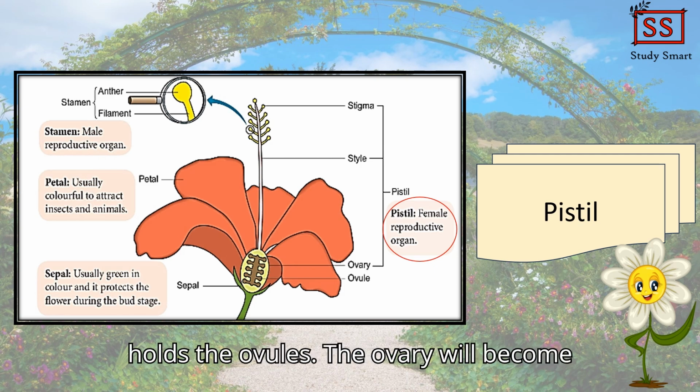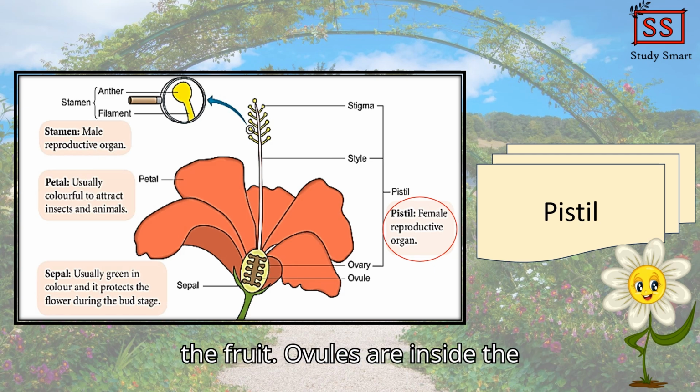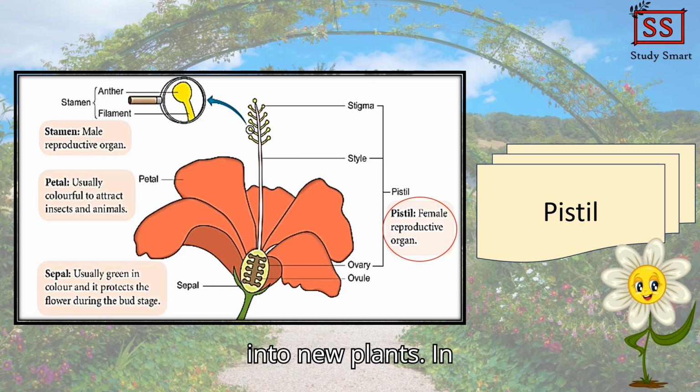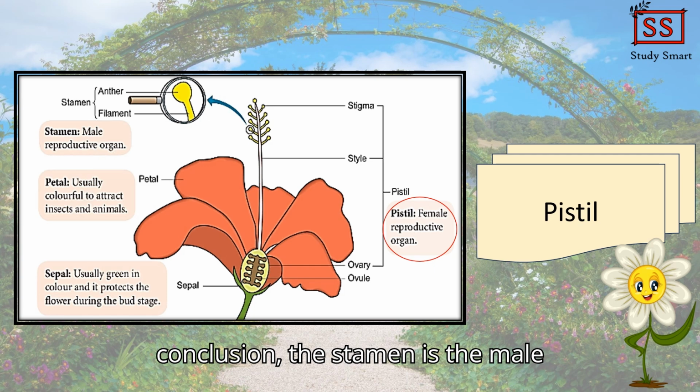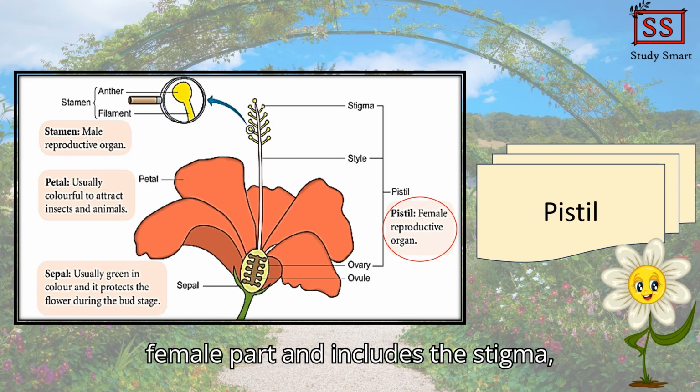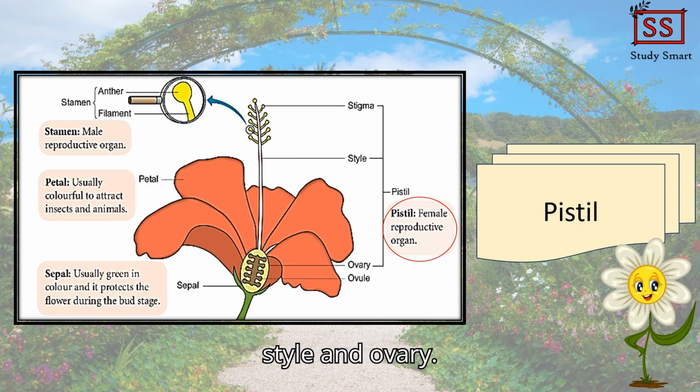The ovary will become the fruit. Ovules are inside the ovary. When pollen reaches the ovules, they become seeds that can grow into new plants. In conclusion, the stamen is the male part of the flower and includes the anther and filament. The pistil is the female part and includes the stigma, style, and ovary.